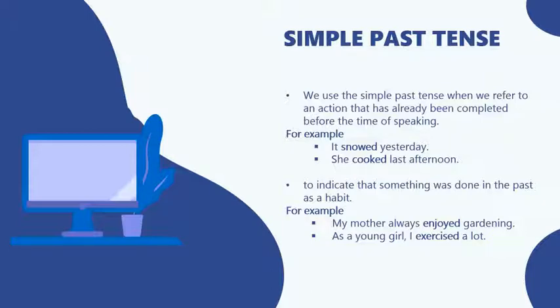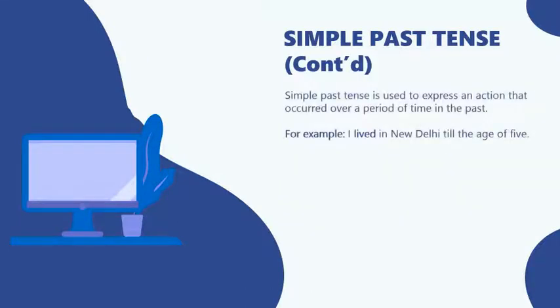To indicate that something was done in the past as a habit. Let's see the example. My mother always enjoyed gardening. Second example, as a young girl, I exercised a lot. Simple past tense is used to express an action that occurred over a period of time in the past. Let's see the example. I lived in New Delhi till the age of 5.